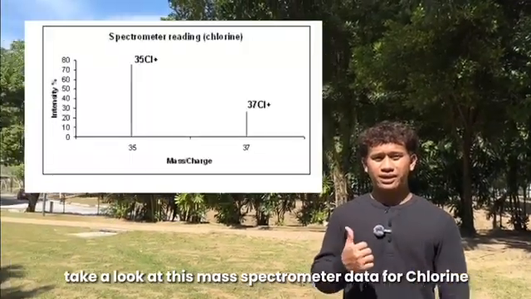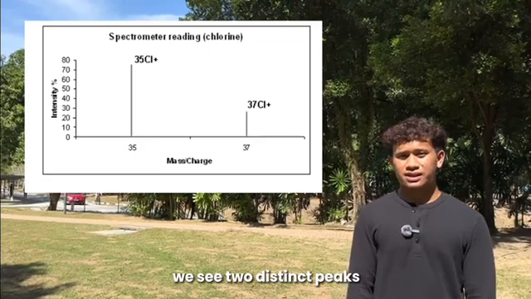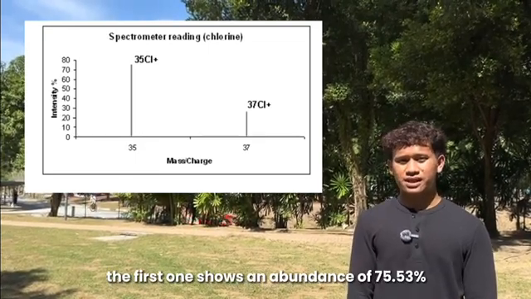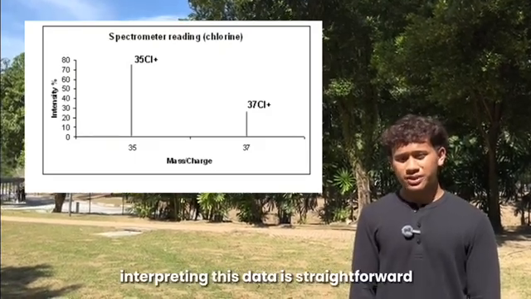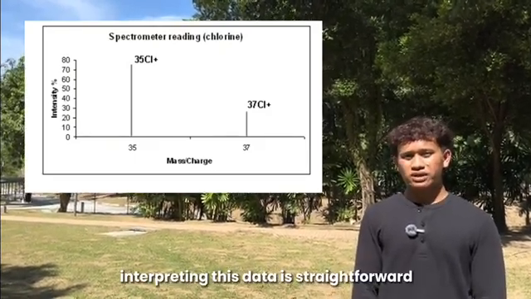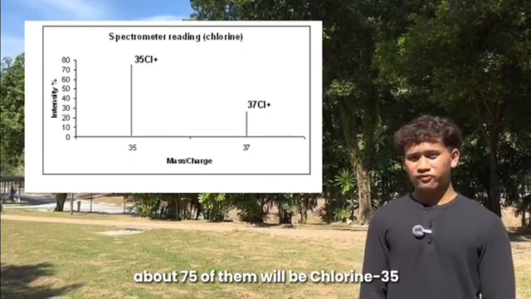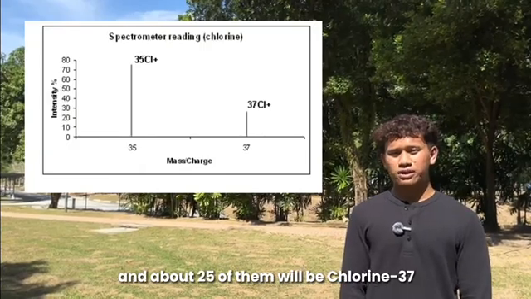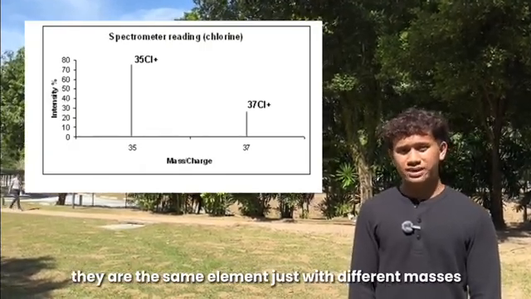Take a look at this mass spectrometer data for chlorine. We see two distinct peaks. The first one shows an abundance of 75.53% and the second one is 24.47%. Interpreting this data is straightforward. If you took a random sample of 100 chlorine atoms, about 75 of them will be chlorine-35 and about 25 of them will be chlorine-37. They are the same element, just with different masses.